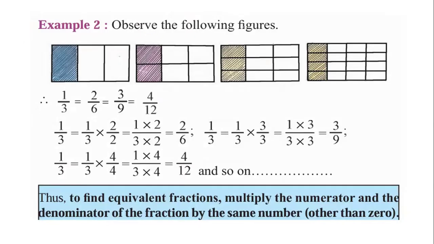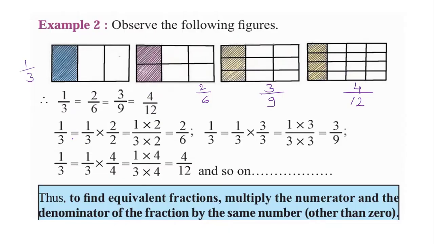Next, observe the following figures. The rectangle is divided into three equal parts. Out of three, one part is shaded. Here, this rectangle is divided into 6 equal parts. Out of 6, two parts are shaded. This rectangle is divided into 9 equal parts. Out of 9, 3 parts are shaded. This rectangle is divided into 12 equal parts. Out of 12, 4 parts are shaded. That means 1 by 3 is equal to 2 by 6 is equal to 3 by 9 is equal to 4 by 12.